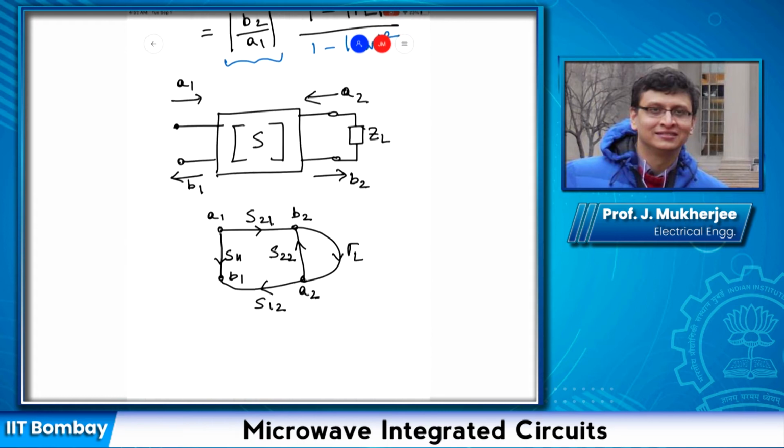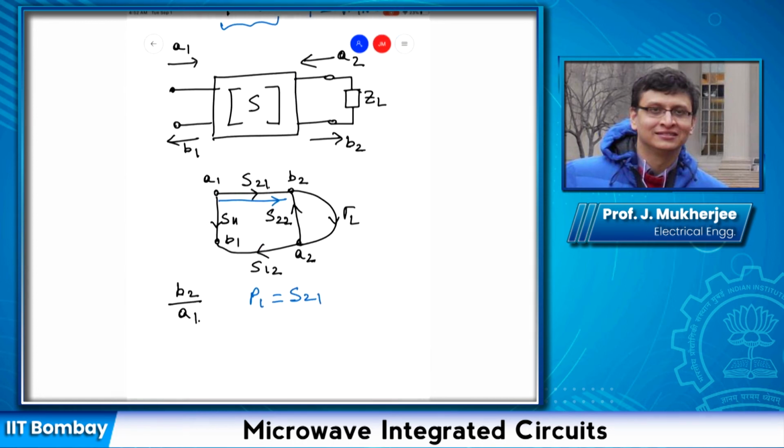So we have to find out B2 upon A1, right? How many forward paths are there from A1 to B2? There is only one. So P1 is equal to S21. And how many loops are there? This one. Loop gain of this loop is S22 gamma L. And there are no further loops.